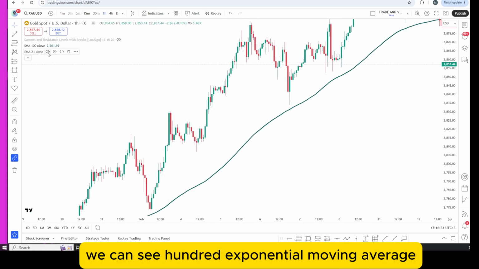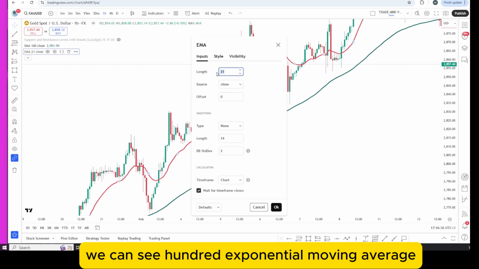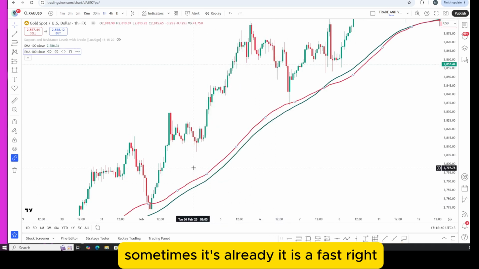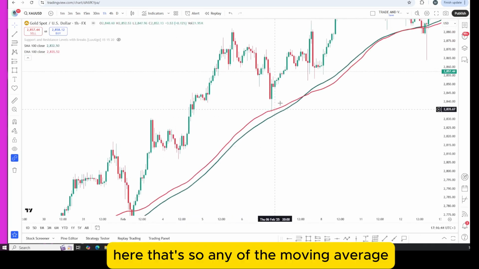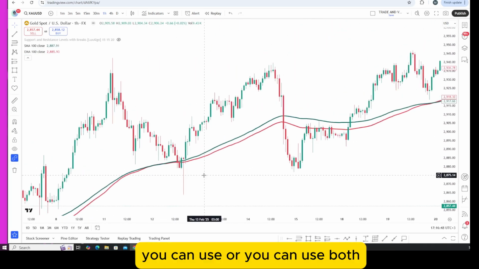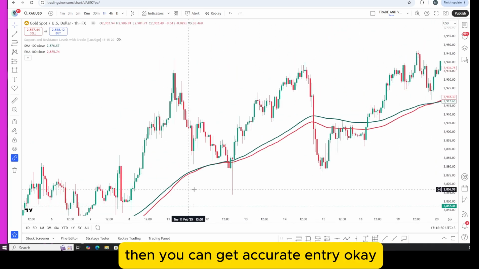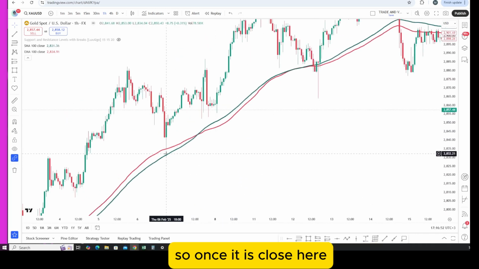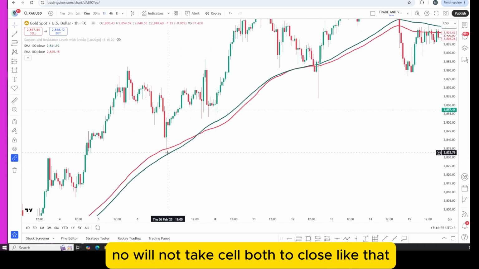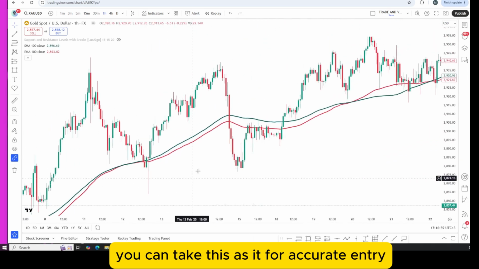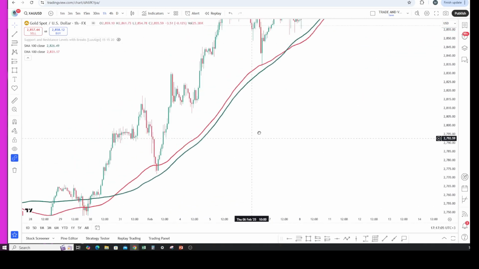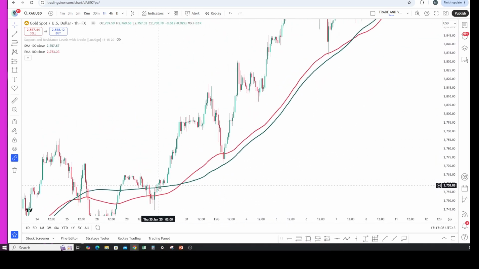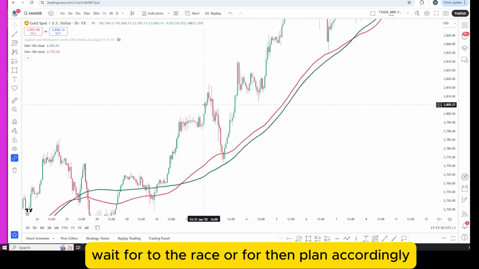We can see the 100 exponential moving average. Sometimes it's fast, right? You can see from here, it touched here, touched here. So you can use either of the moving averages, or you can use both, then you can get an accurate entry. Once it closes here, we will not take the sell. Like that, you can take this for an accurate entry. You can use both. It's simple. Add the moving average, wait for the rise or fall, then plan accordingly.